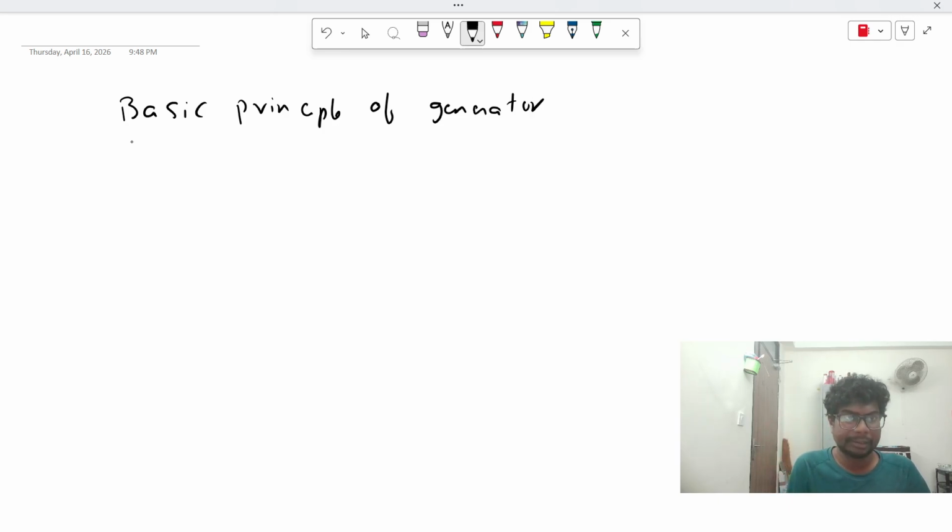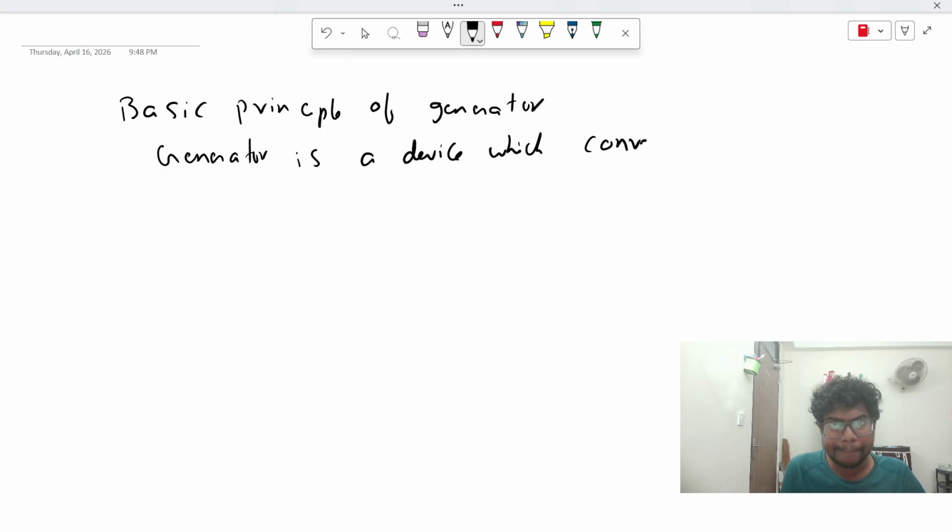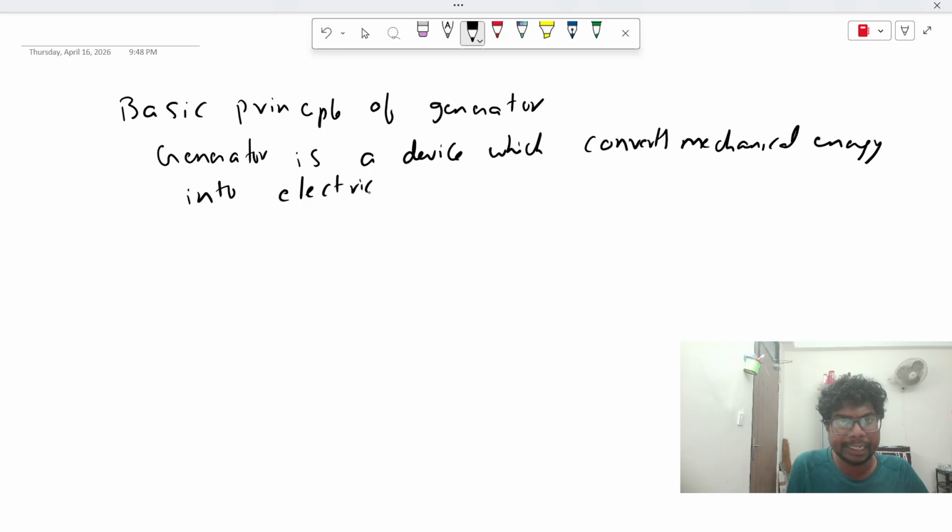A generator is a device. What will it do? A generator is a device which converts mechanical energy into electrical energy.